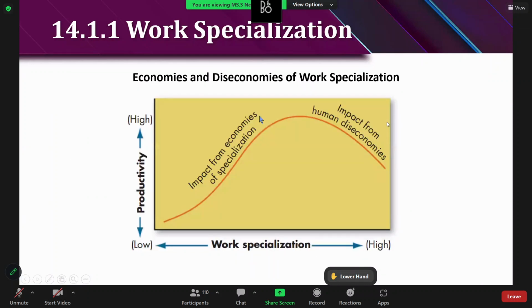So this is how work specialization can lead to economies as well as diseconomies. Initially, specializing on a work or maybe a part of the activity may lead to... what's the issue?